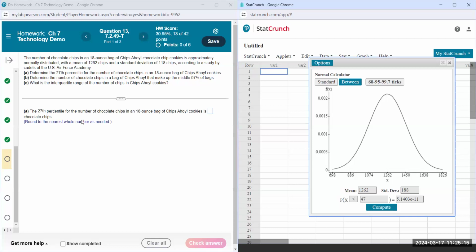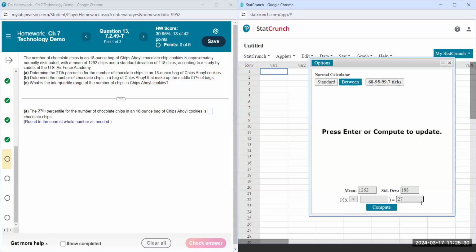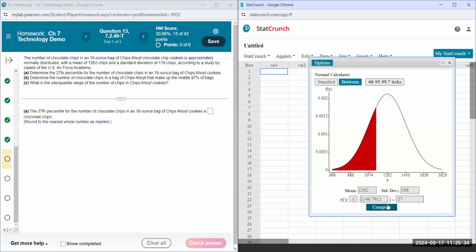Now, when they say the 27th percentile, think of this over here as like 0%, 10%, 20. Here's 50%, 60, 70, 80. And then when you get to the end, it's the 100th percentile. So when you want to do the 27th percentile here, it's 0.27. Remember, change it to a decimal. You want to shade to the left to get that count.